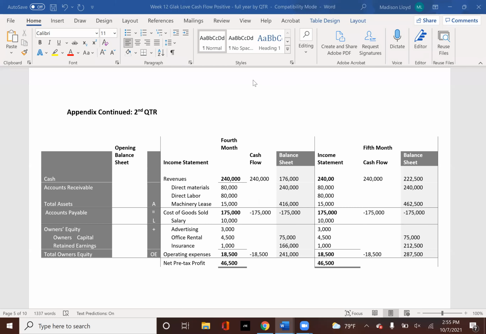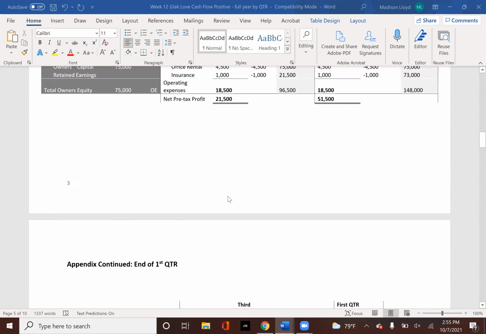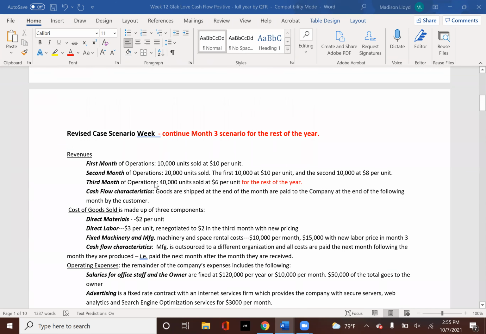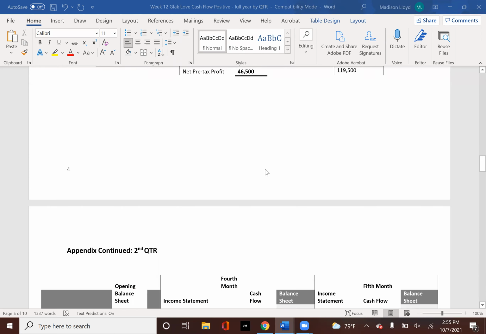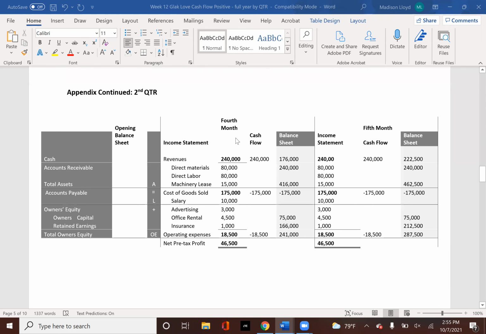Okay, so here we'll start on the second quarter. Starting on our second quarter, or on our 4th month, all of the values in the income statement, in this column and in this column, are going to be the exact same, because whenever we scroll up here, 3rd month of operations, 50,000 units sold at $6 per unit for the rest of the year. So they're getting the same amount of revenue after the 3rd month. So all of these values in the 4th month are going to stay the exact same. Okay.